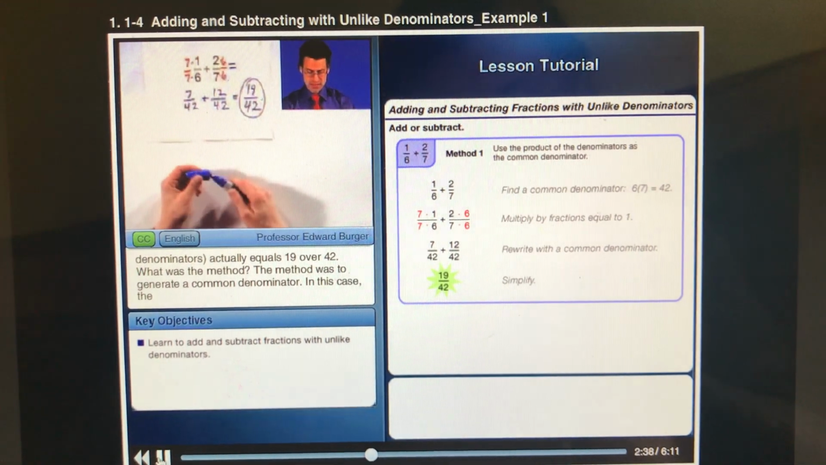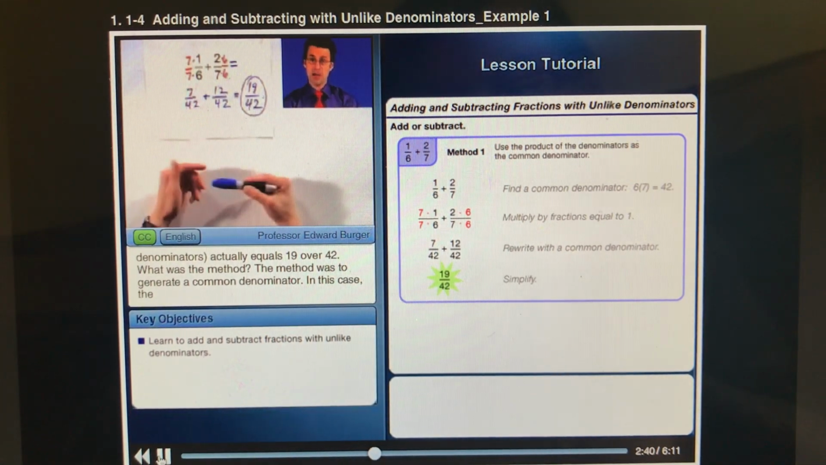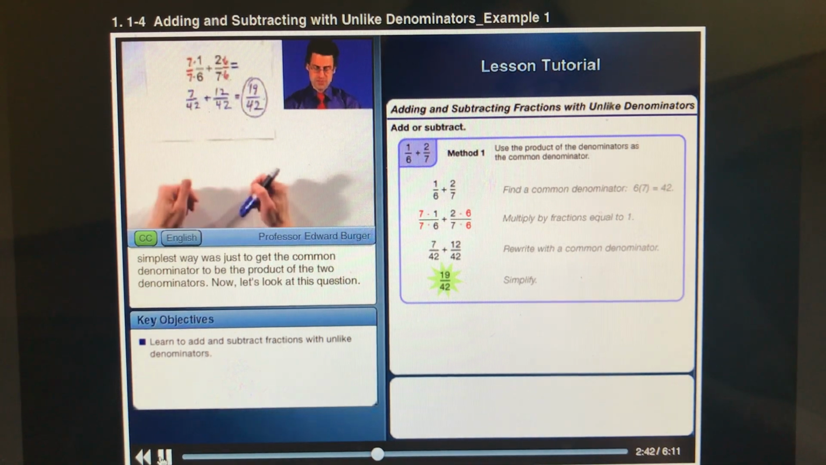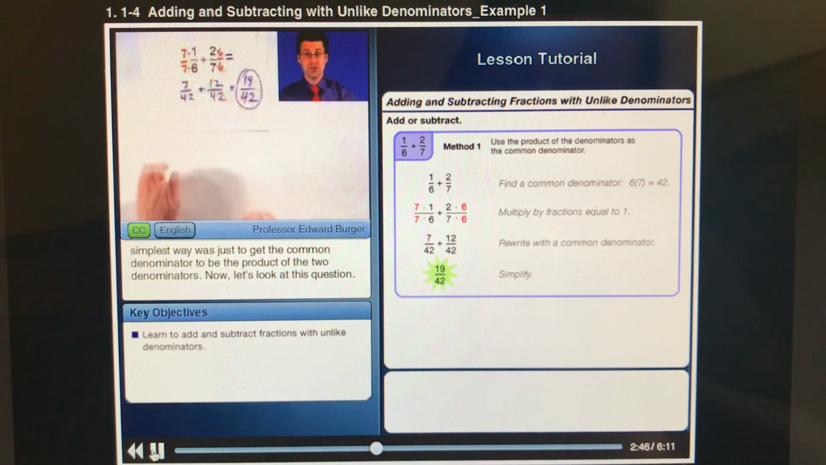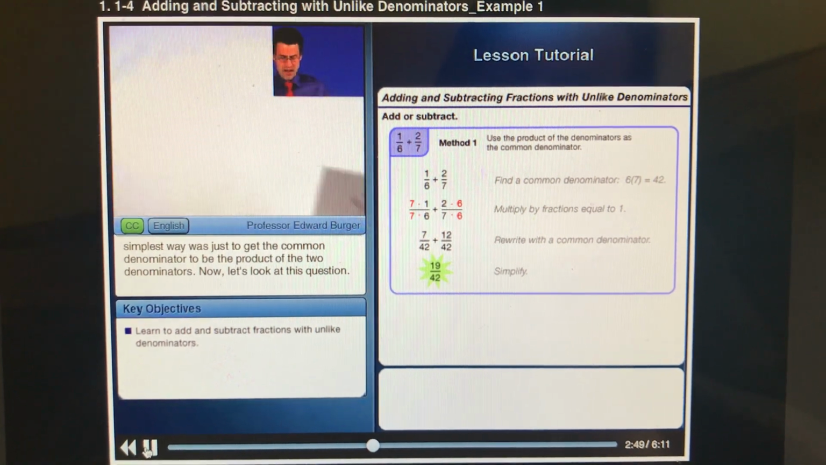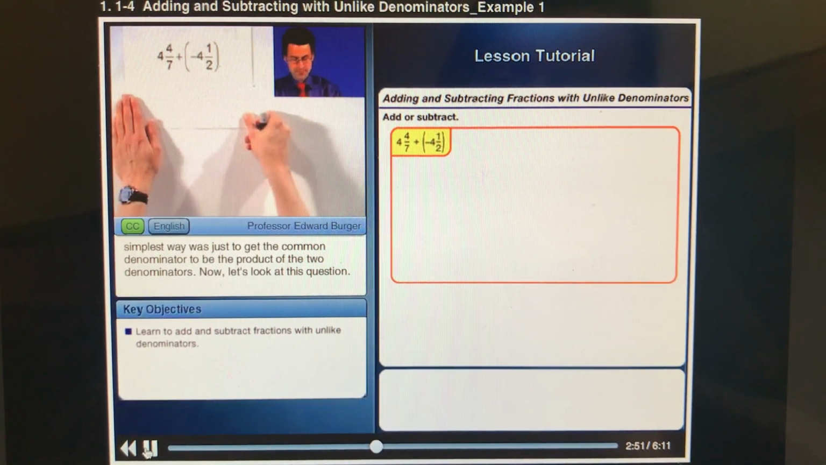And what was the method? The method was to generate a common denominator. In this case, the simplest way was just to get the common denominator to be the product of the two denominators. Now, let's look at this question.